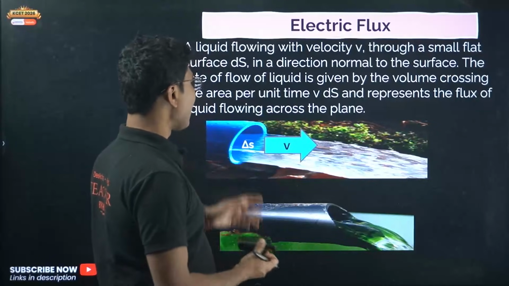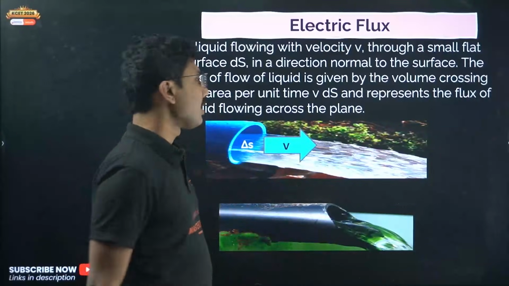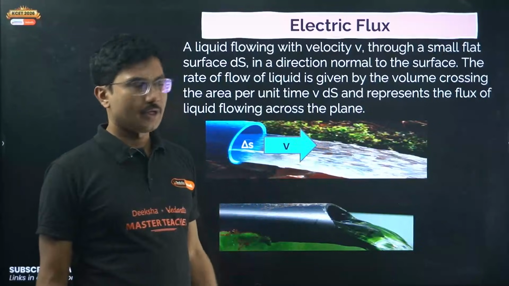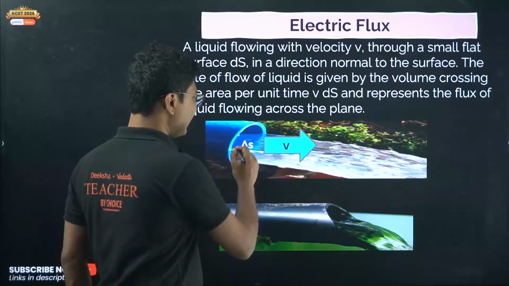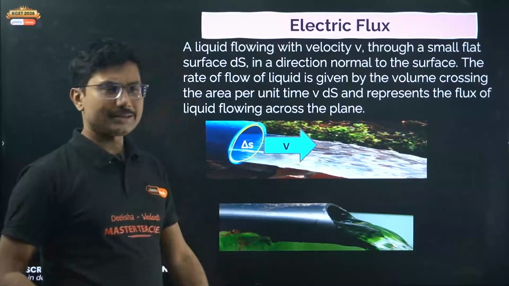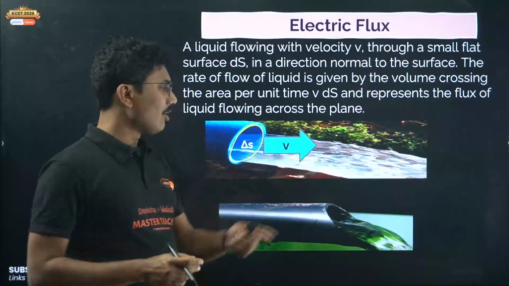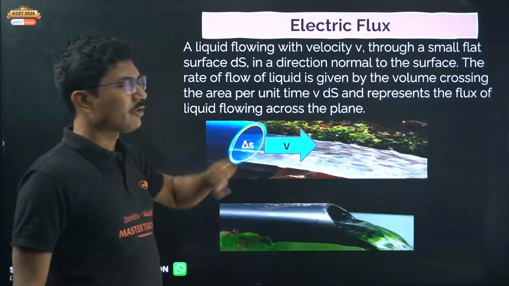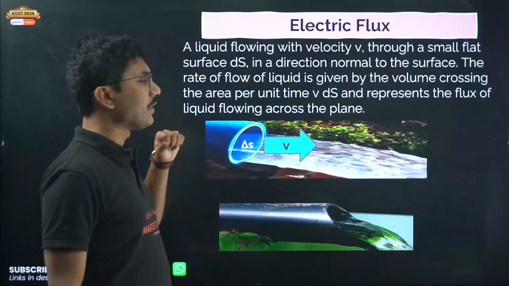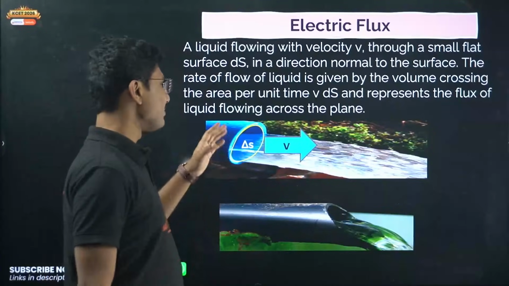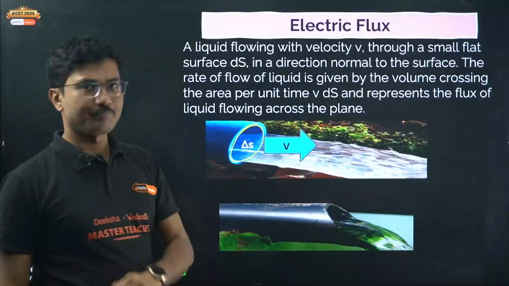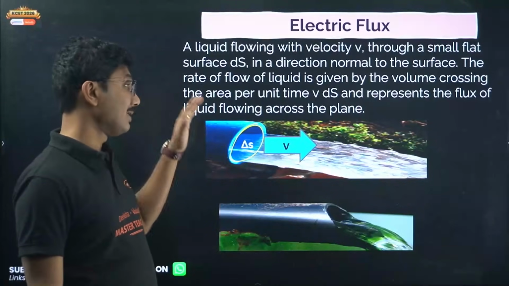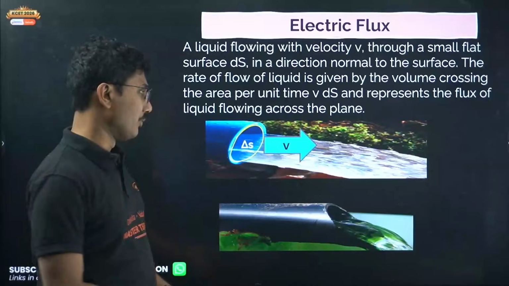So for example, we have a pipe. Through the pipe some liquid water is flowing in some direction. The area of this is ds or delta s, and the velocity of the liquid is v. So what is the amount of liquid which is coming out? The amount of liquid coming out per second is basically delta s into v.